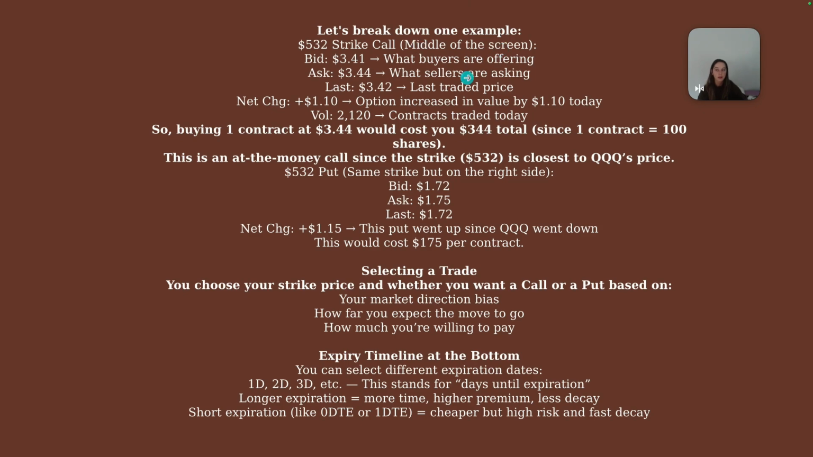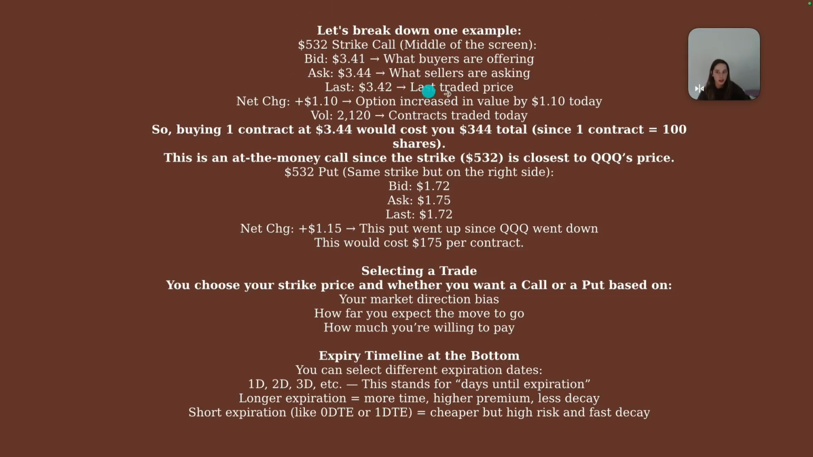So our bid, if we're looking at a 532 strike call, so we're saying that QQQ is going to go up to 532. Our bid price is what we are offering to buy the contract for. So us buyers of the contract are going to be at $3.41. So we're going to be asking to purchase this contract for $3.41 on average. Now the ask price is $3.44. So that is what the sellers of the contracts are offering. They want to sell their contracts at $3.44, which means each contract costs $344. So you have to multiply it.